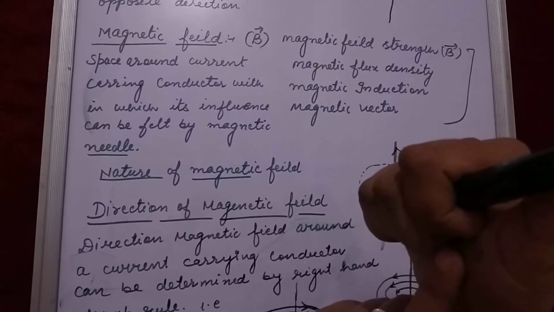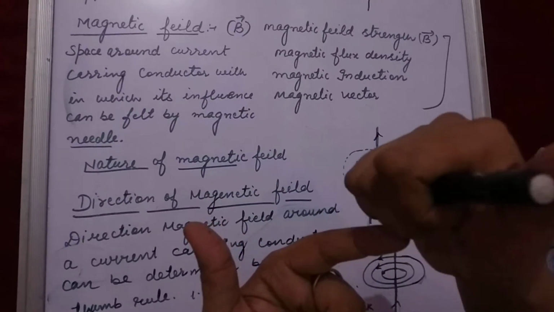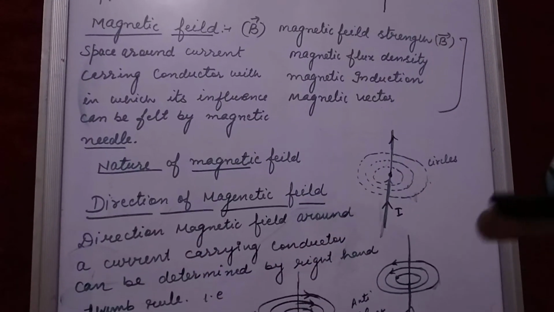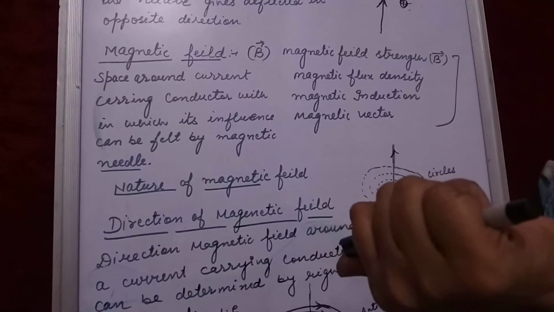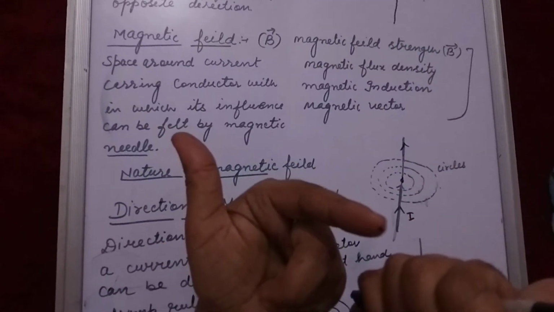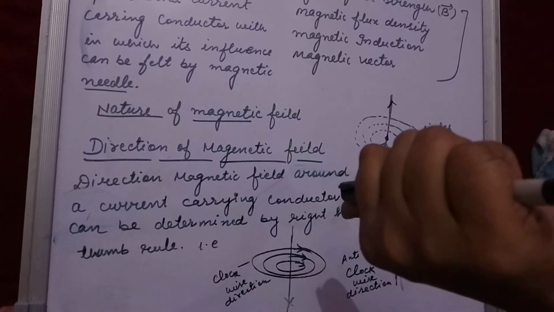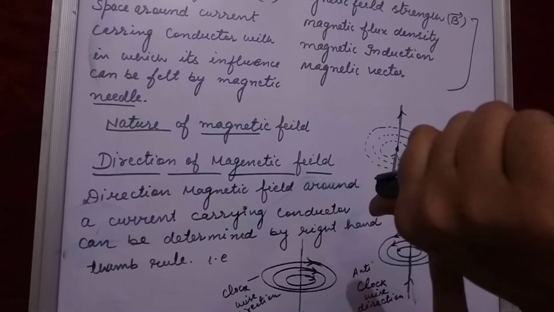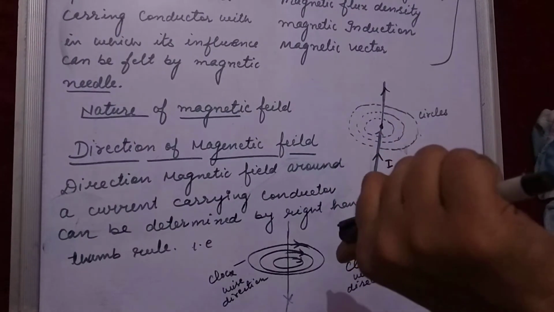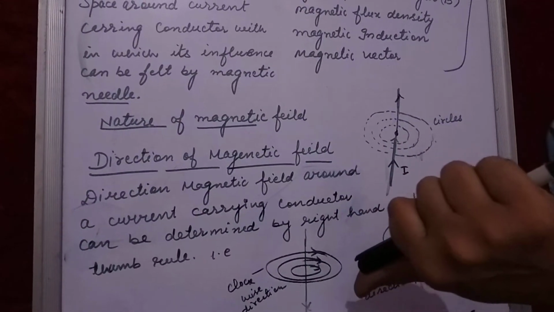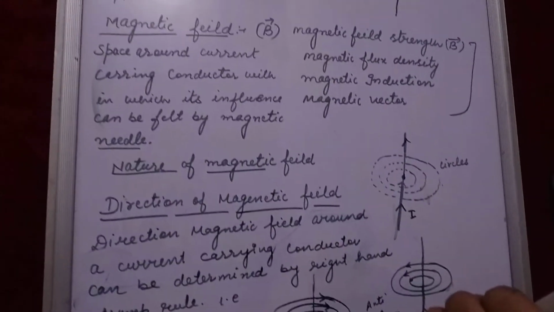So if the current is in the upward direction, the direction of the magnetic field is anti-clockwise. And suppose the current is flowing in the opposite direction, that is, downward, the thumb gives the direction of the current, and the curled fingers give the direction of the magnetic field, which is clockwise. So this is the introduction to the magnetic effect of current and magnetism.